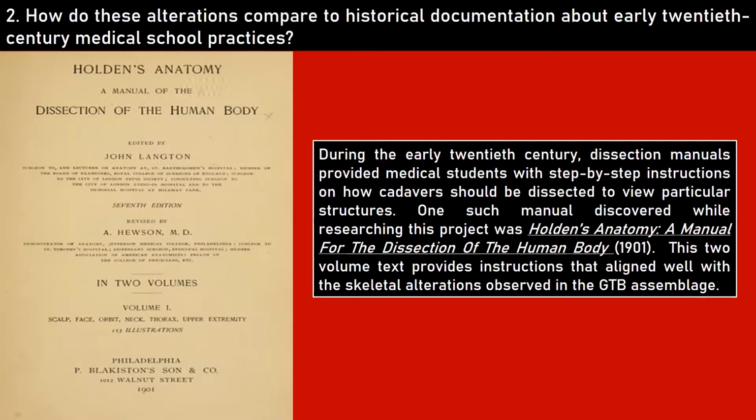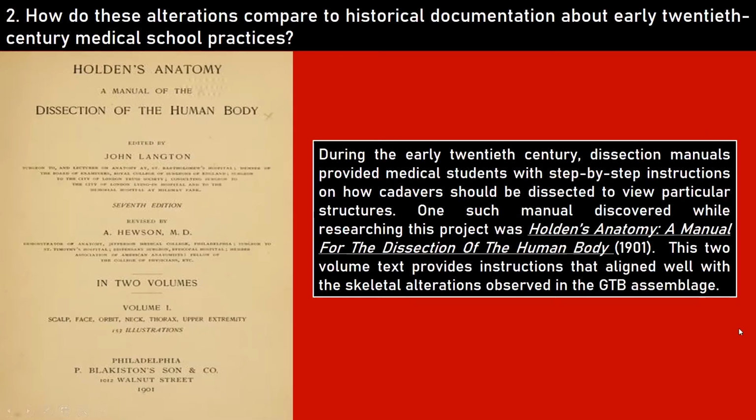In this particular research, the manual I'm going to use as our representative example of historical documentation relating to dissections will be Holden's Anatomy, a manual for the dissection of the human body. This was published in 1901, so it is appropriate to the period we're discussing. And it is quite a hefty work. It is a 2-volume text that we found to align quite well with the skeletal alterations we observed in the George Thomas building assemblage.